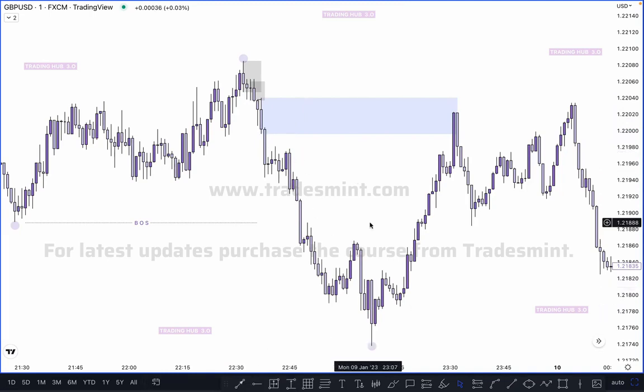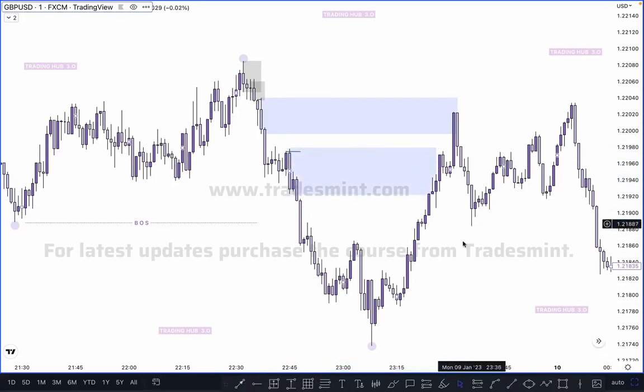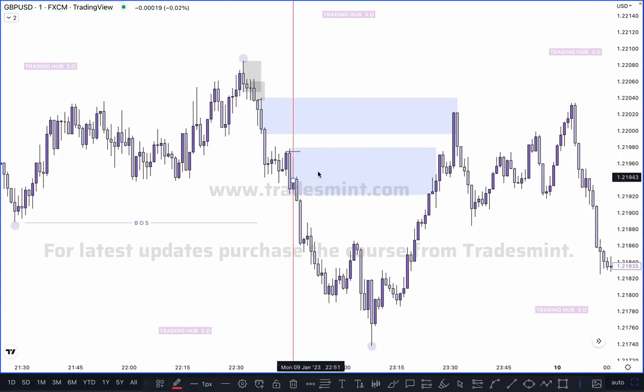Where is our next order block? This candle took out this liquidity right here. Okay, it means this candle acts like our order block. Let me show you exactly at this point, right? So this becomes our valid order block also, but don't try to mark this as an order block.